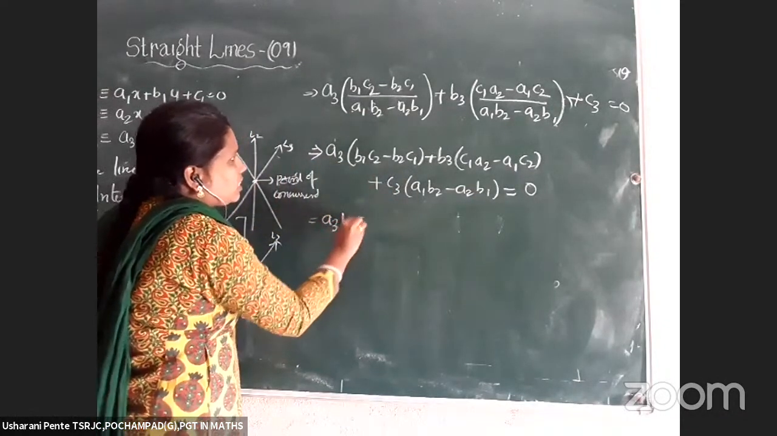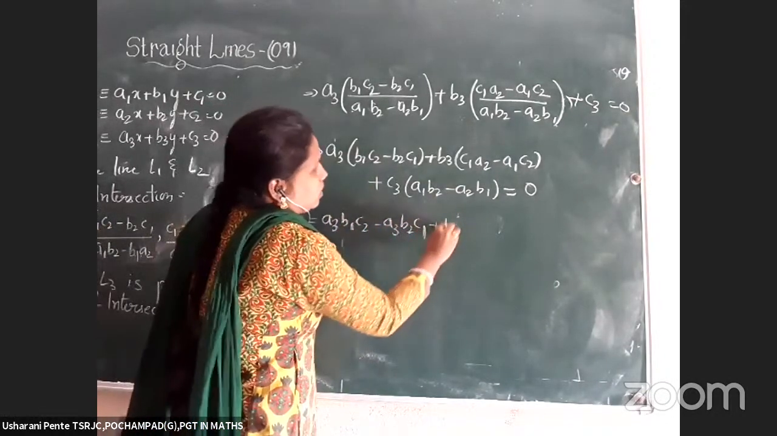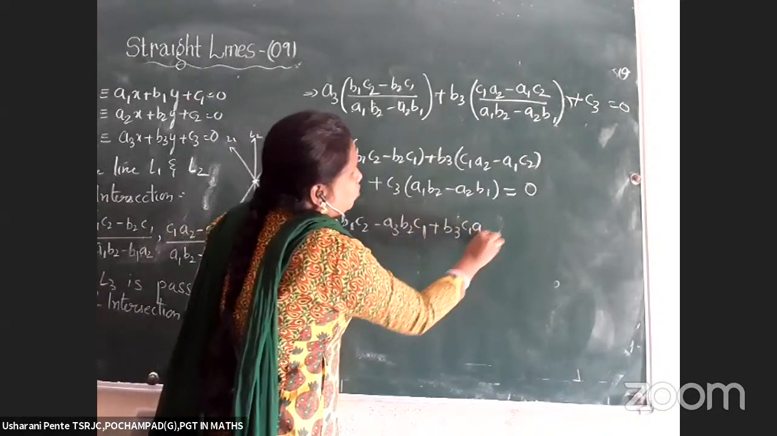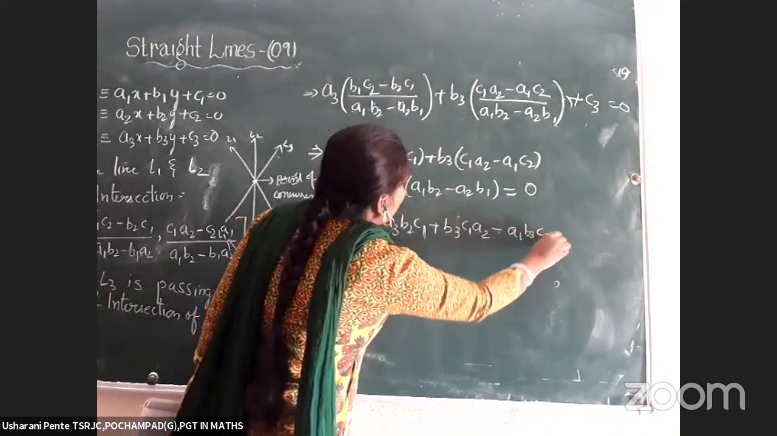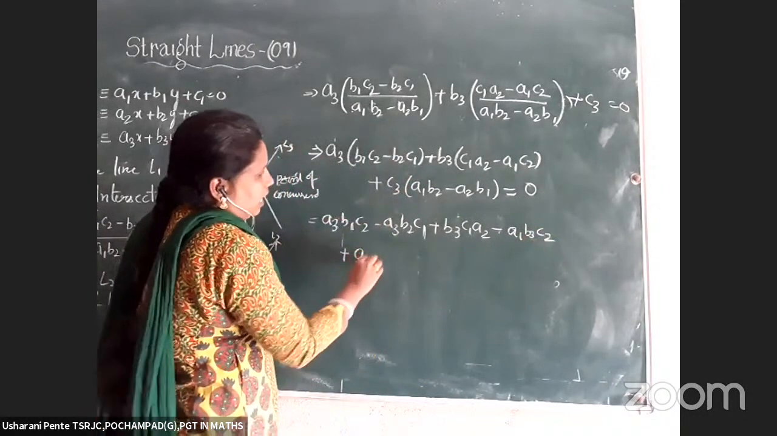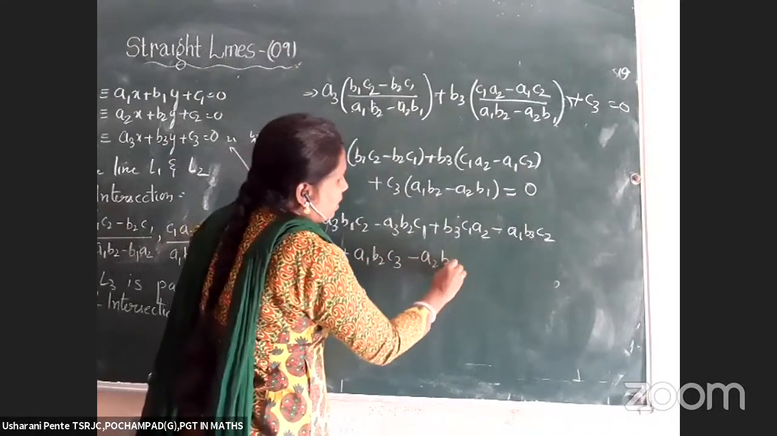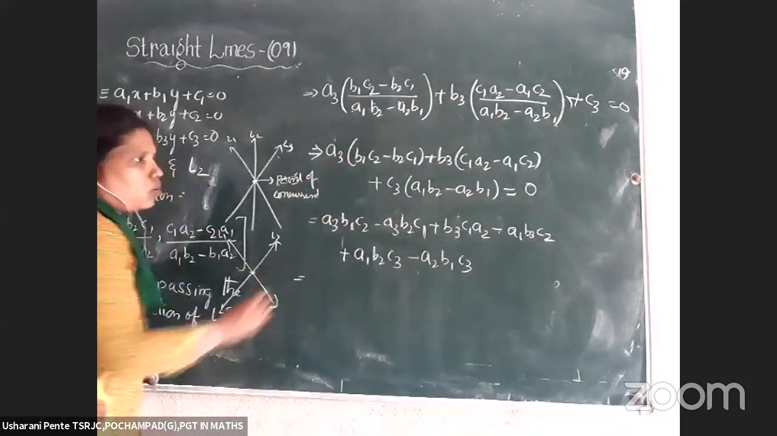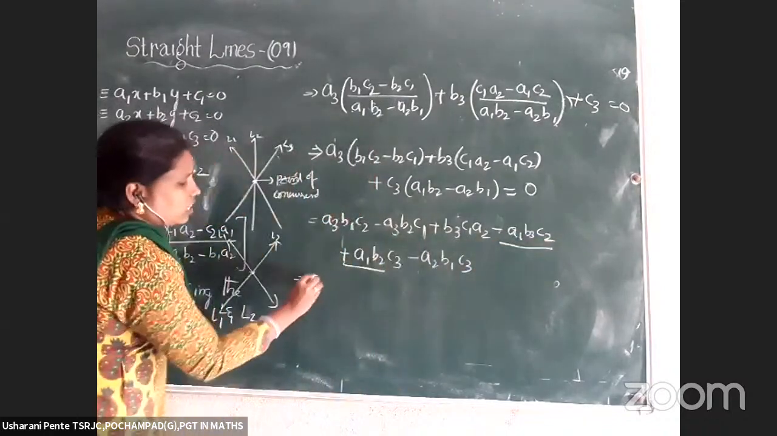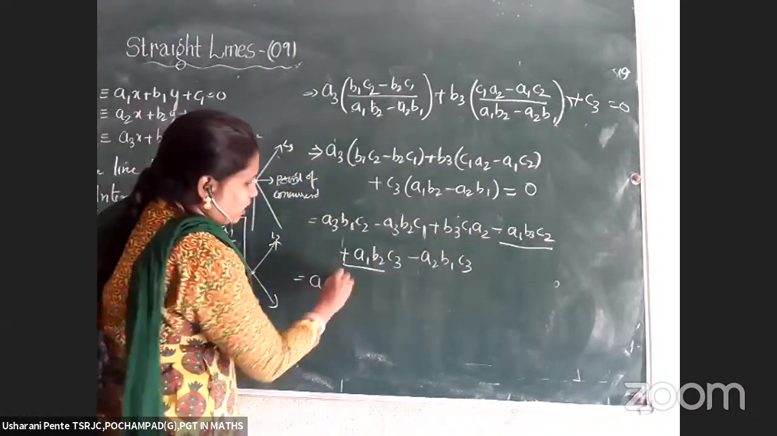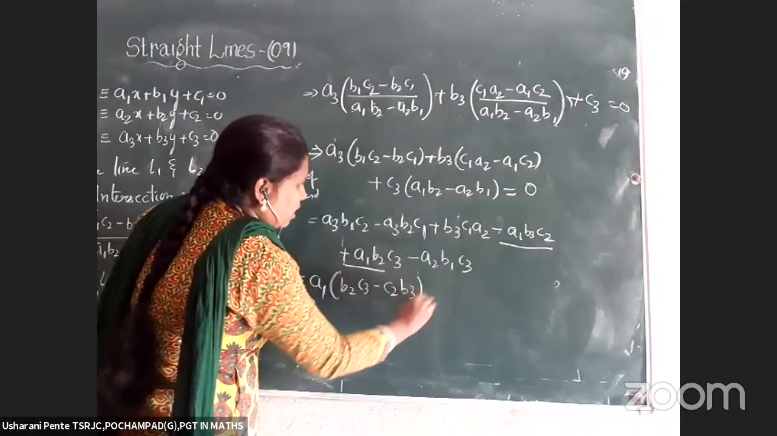Now I am multiplying this inside. A3 B1 C2 minus A3 B2 C1 plus B3 C1 A2 minus A1 B3 C2 plus A1 B2 C3 minus A2 B1 C3. So, sum these two, I am taking A1 common. If I take A1 common, what I'll get? B2 C3 minus C2 B3.